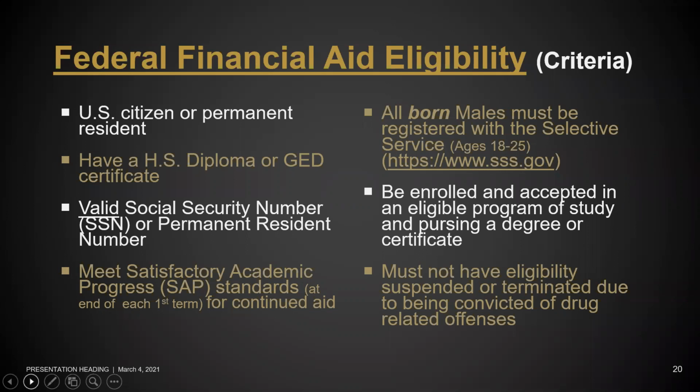150% time frame. What that means is that for a typical undergraduate degree, it takes about 120 credits for a student to complete their degree. So for federal student aid purposes, it's giving them an additional 50%. So half of that 120 is 60. So for a total of 180 credits, the student can continue to take their classes and receive financial aid. So if they are still taking classes and they have 180 credits and they haven't graduated yet, their financial aid will be suspended.